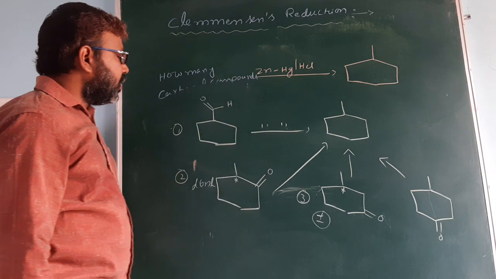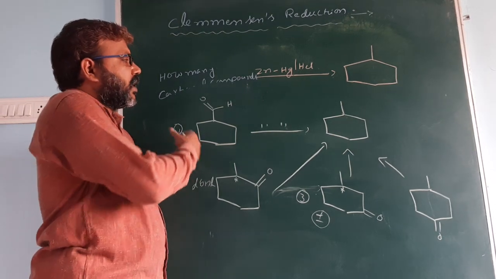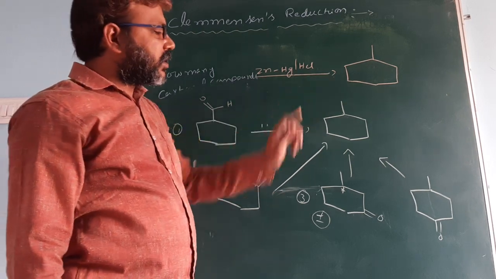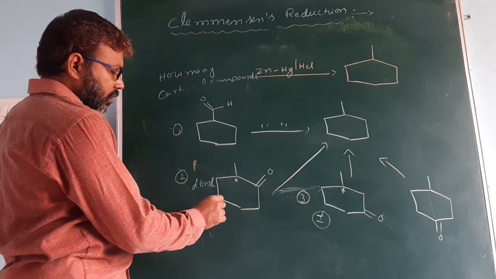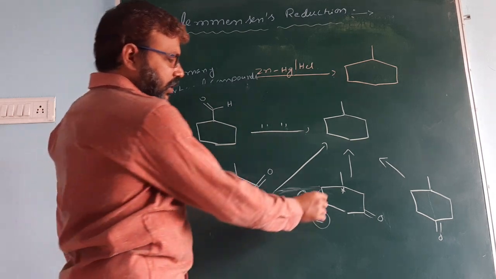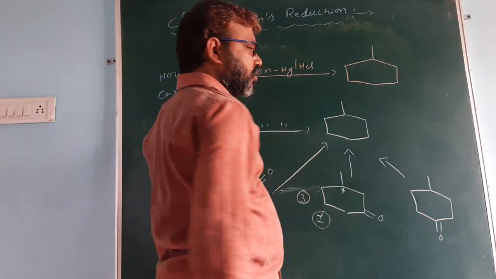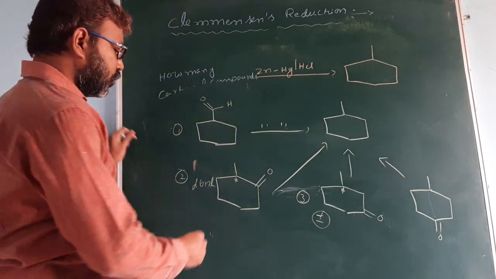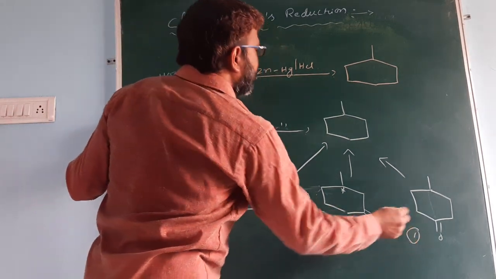Now, how many carbonyl compounds are used as a reactant for the preparation of 1-methyl cyclohexane? The number of reactants is 1. So it is optically active, 2 isomers. 3. It is optically active, 2 isomers. 5. It is 1. So total number of reactants is 1. Here 2. It is 2. It is 1. So total 6.